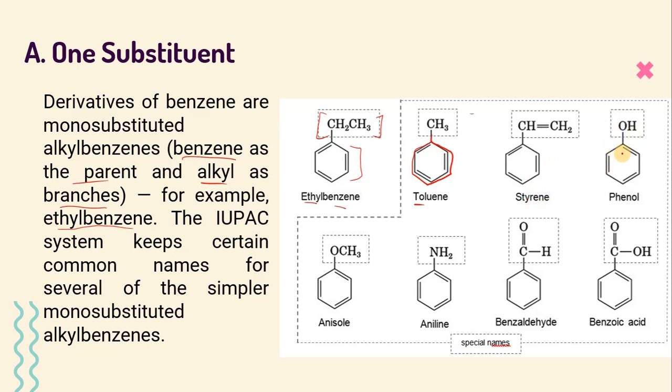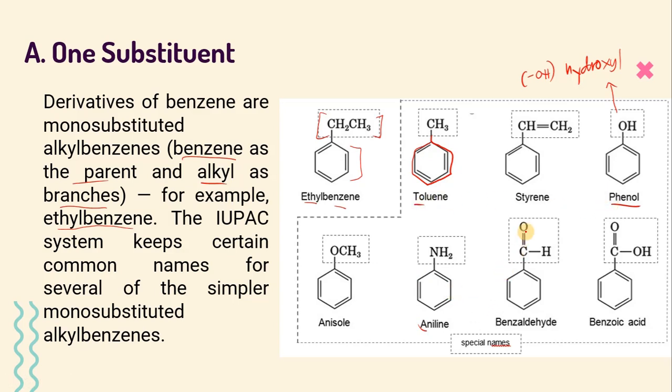The OH connected to this is called phenol, so you have a hydroxyl branch. We have anisole and we also have aniline. In aniline, the parent is benzene, but we have a branch of NH2. Okay, just remember aniline, toluene, phenol.